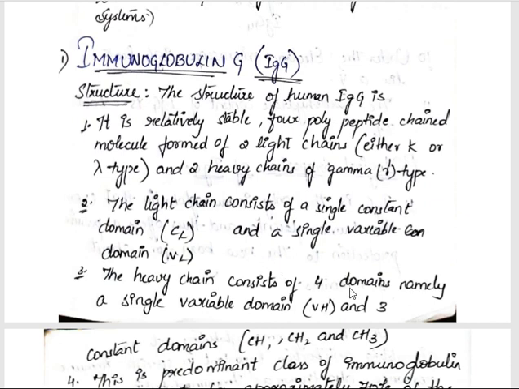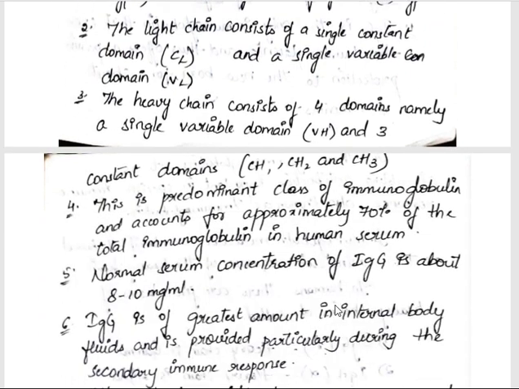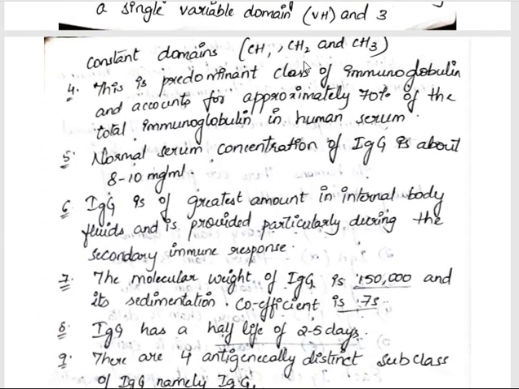There is one variable region and one constant region in the light chain, and in the heavy chain one variable region and, how many are there? 3 constant regions are there. Okay, that is CH1, CH2 and CH3. This is the predominant class of all the immunoglobulins, about 70% of the total immunoglobulin, and it is about 8 to 10 mg per ml of the serum. Its molecular weight is 150,000, sedimentation coefficient is 7S, and its half-life is only 2 to 5 days.